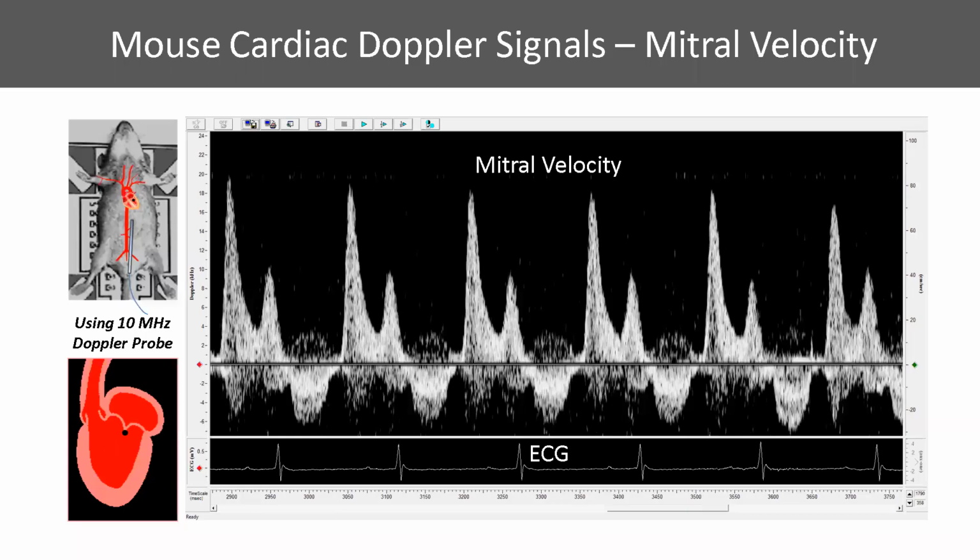Here, we talked about systolic function. Now we're going to briefly discuss diastolic function. Same probe oriented towards the left ear or left side of the mouse, and then you're aiming towards the mitral valve. Again, you have to use the remote range to get to the appropriate depth, and you can get a nice signal.